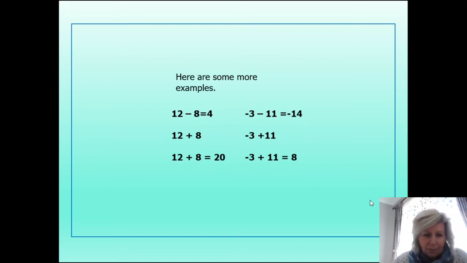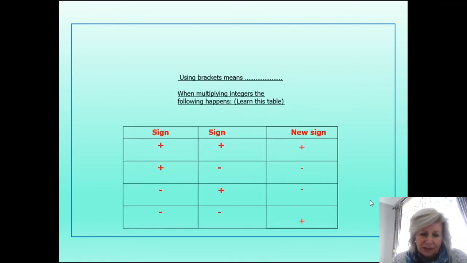Yeah, more examples. So 12 minus 8 is 4. 12 plus 8 is 20. Now -3 minus 11 is -14. Like adding, guys. -3 plus 11, now they're different. Find the difference and whichever number has the highest absolute value, you put that sign by it. So it's +8.